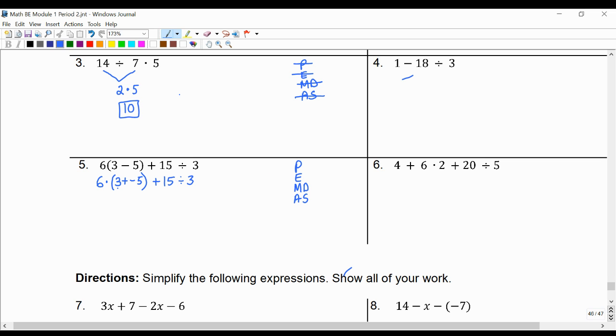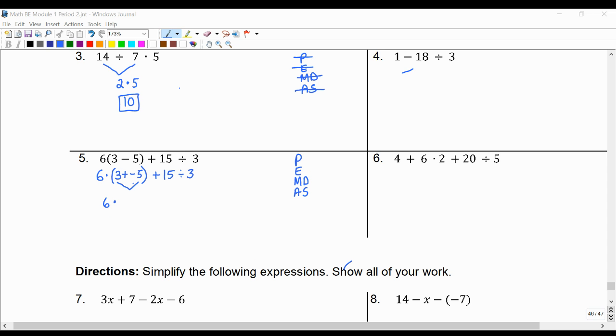So parentheses meaning do the stuff inside the parentheses. So 6 times whatever this is. 3 plus negative 5 is negative 2. Plus 15 divided by 3. All of the parentheses are done. Exponents aren't. Multiply and divide from left to right.